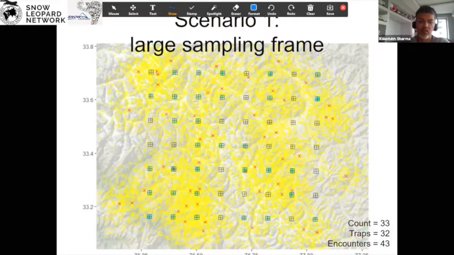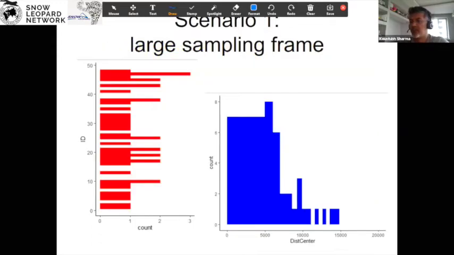Now, when we see how this gets plotted, let's look at the blue graph first. What you see here is the distance from the activity center that we know. In this case, we know the activity center of each snow leopard. From that distance, as the distance increases, you see over time it's reducing.